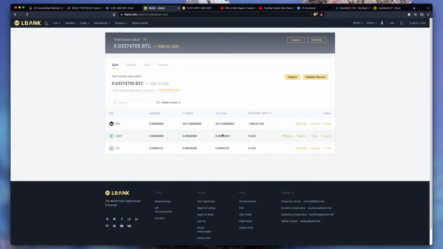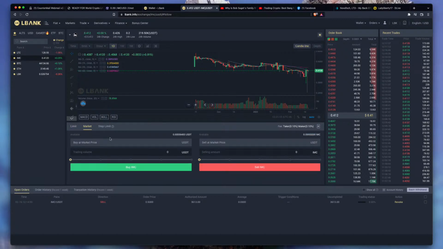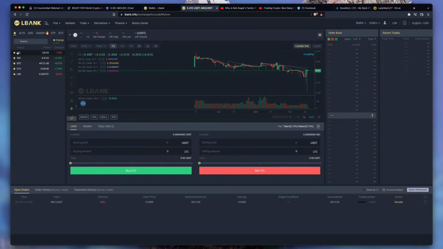I have US Tether. I have Tether, hardly. A little Litecoin from just exchanging, sending. I can see it in the wallet, but here is where I want to sell it. And if I want to sell it for the market price right now, I just click market. If I want to set a price, I click limit. Once I've sold it into Tether, I exchange it for Litecoin. I buy Litecoin with it.